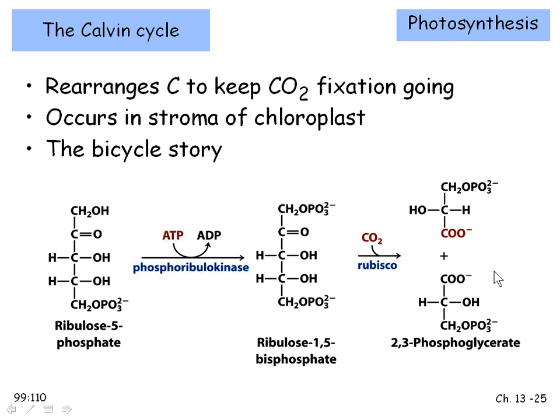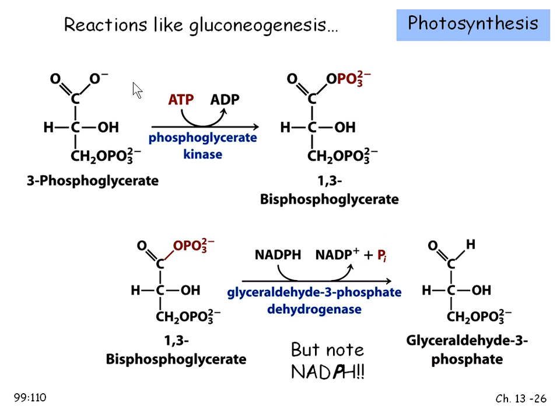Rubisco does its magic, and now we have 2 molecules of 3-phosphoglycerate. These are just the phosphoglycerates. They're not yet 2,3-phosphoglycerates. I'm not quite sure how that 2 got in there, but these are obviously just 3-phosphoglycerates. The 3-phosphoglycerates are then going to be a substrate for phosphoglycerate kinase, which should sound familiar, right, from glycolysis. And we invest in ATP from the light reactions. Now we have 1,3-bisphosphoglycerate.